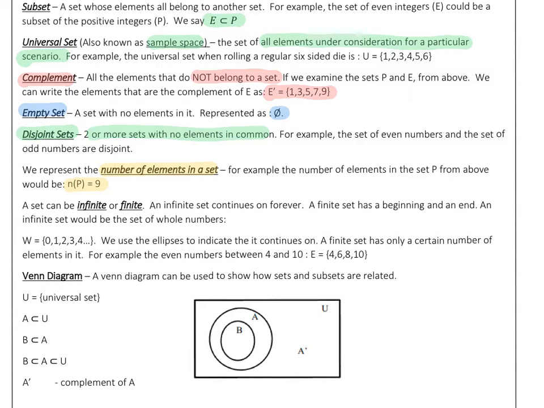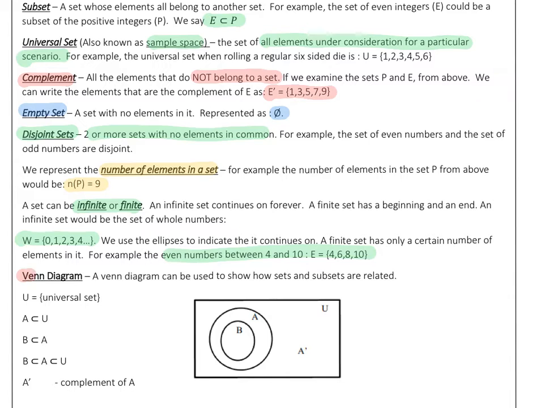It's important to note that sets can be infinite or finite. Infinite continues on forever. Finite has a beginning and an end. An infinite set would be the set of whole numbers. This carries on forever, which we represent with an ellipsis, the dot, dot, dot at the end, to show that it continues on. You could actually have it going on both the front end and the back end. A finite set has only a certain number, so for example, the even numbers between 4 and 10 are 4, 6, 8, 10.